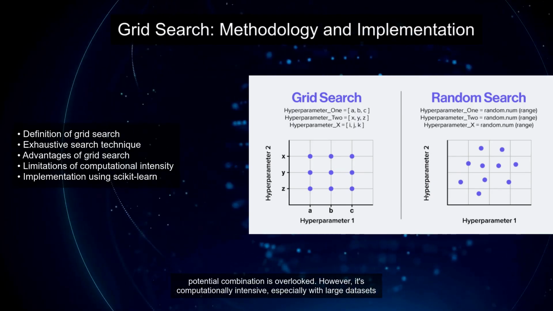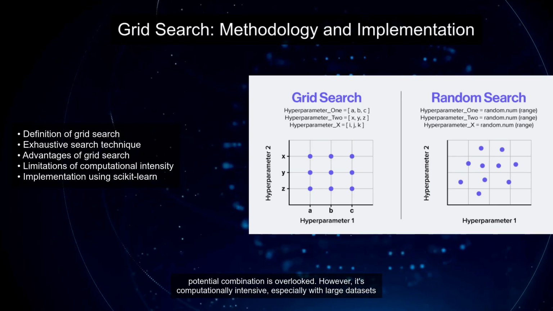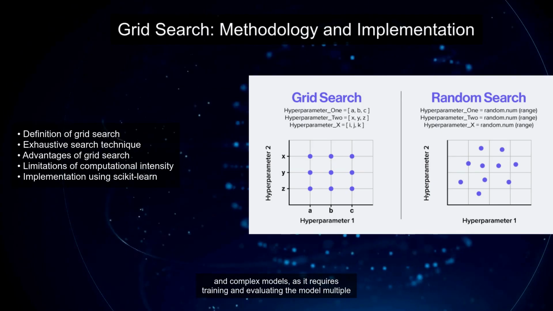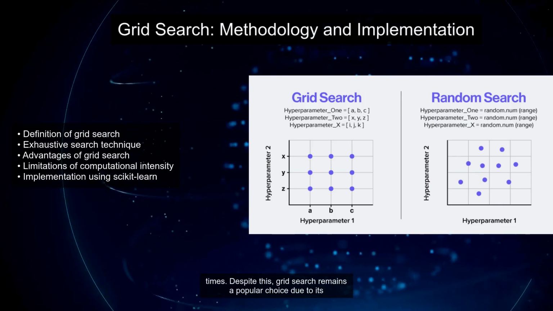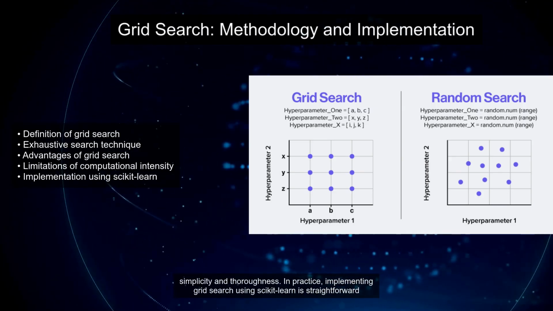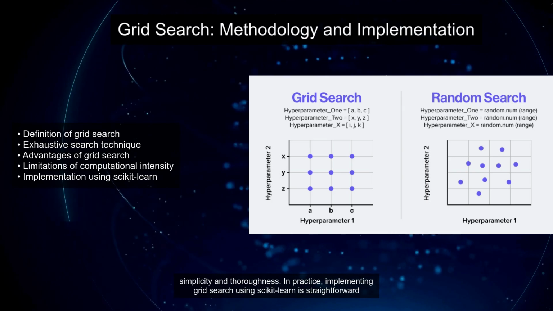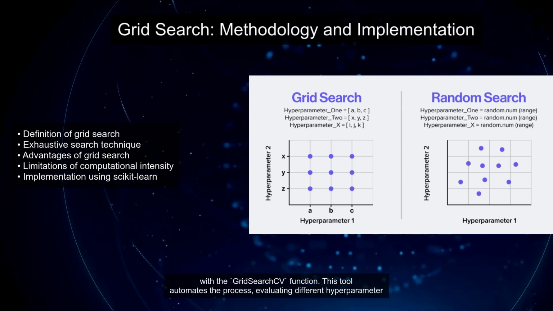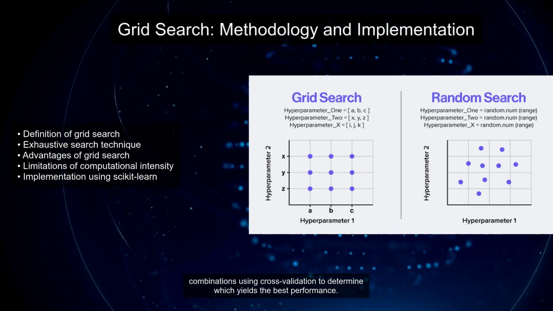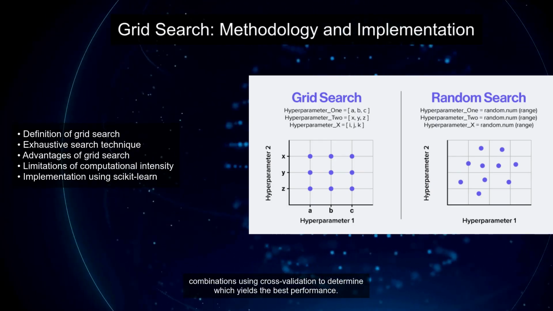However, it's computationally intensive, especially with large datasets and complex models, as it requires training and evaluating the model multiple times. Despite this, grid search remains a popular choice due to its simplicity and thoroughness. In practice, implementing grid search using scikit-learn is straightforward with the grid search function. This tool automates the process, evaluating different hyperparameter combinations using cross-validation to determine which yields the best performance.